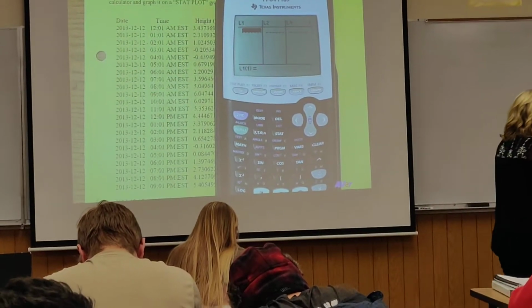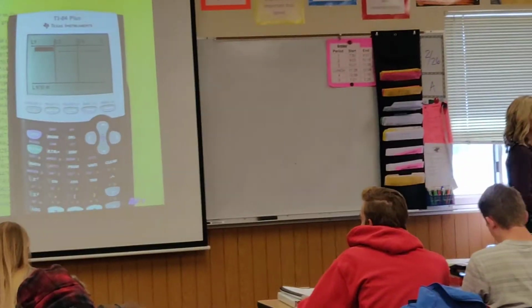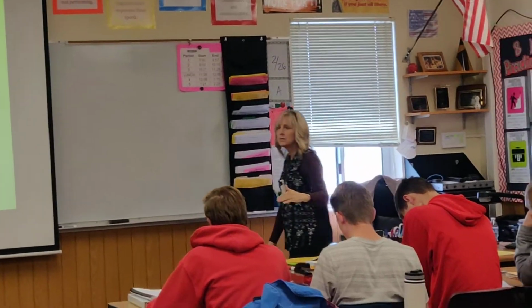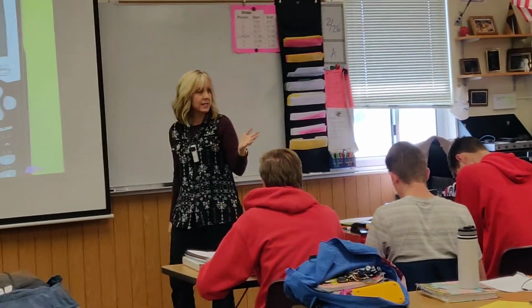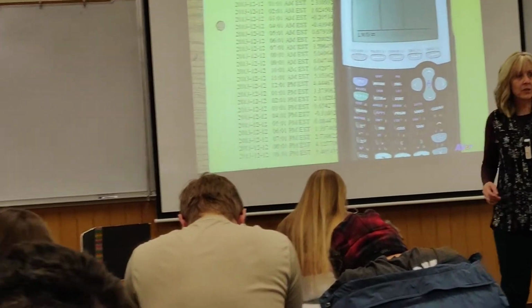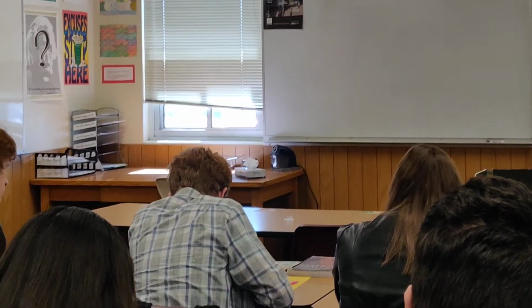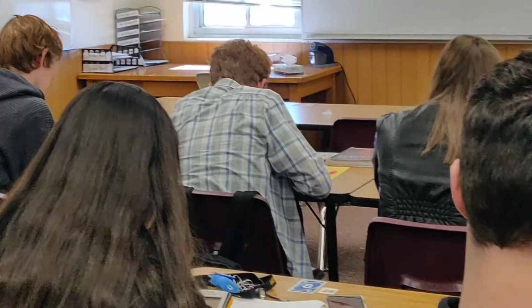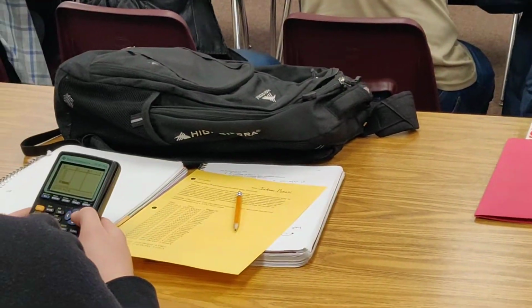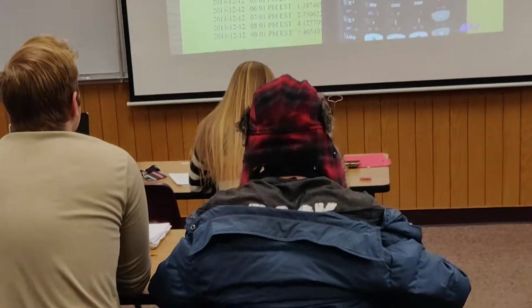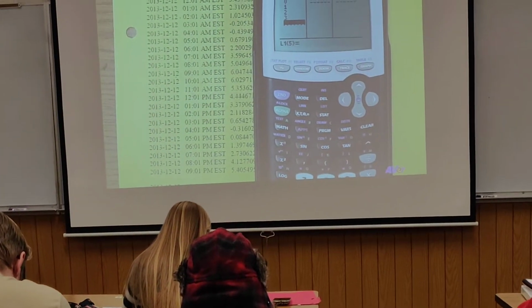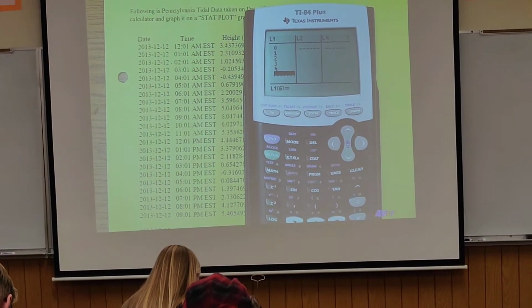Okay, if you do 0 for your first time, what will be the last entry in list 1? 23. Why is it 23? You're starting at 0. If I start at 1, I can do 24. And there's nothing wrong with starting at 1 either, but we're just going to all do the same. So when you insert the numbers in your list, you're just going to enter 0, enter 1, enter 2, until you get to 23. If you messed up, there's a delete button.